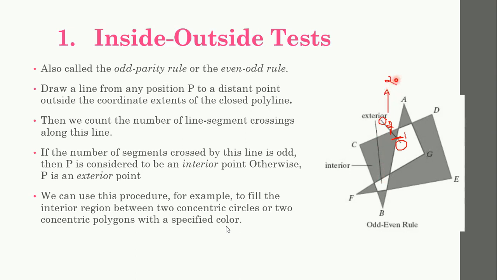Even means the point is exterior, you say. So for these two line segments, the point you initially consider is lying exterior, so you are going to consider it an exterior point.